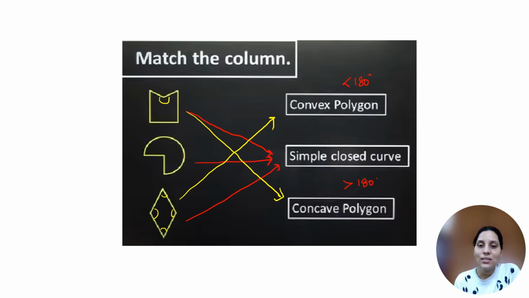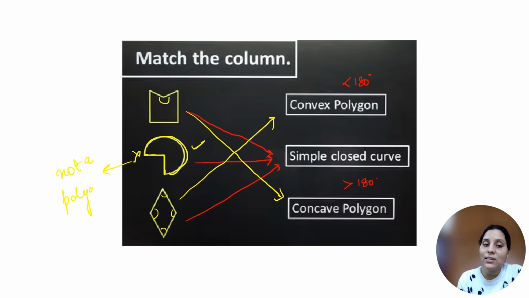And this is not a polygon. Why is this not a polygon? If this is not a polygon, it cannot be convex or concave, because polygons are only made up of line segments and no curves. But here, if I see, these two are line segments, but this is a curve. So this is not a polygon. I hope this is clear.